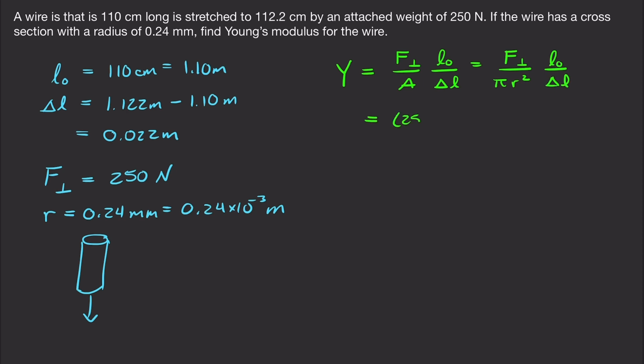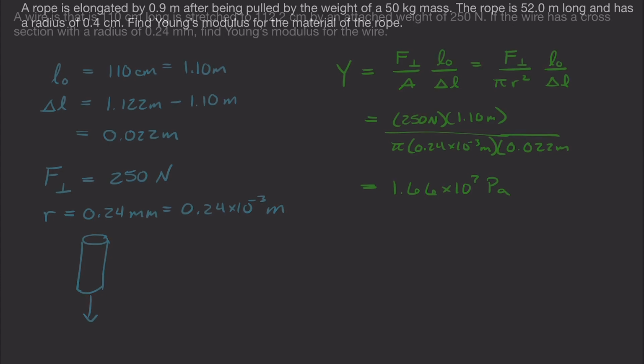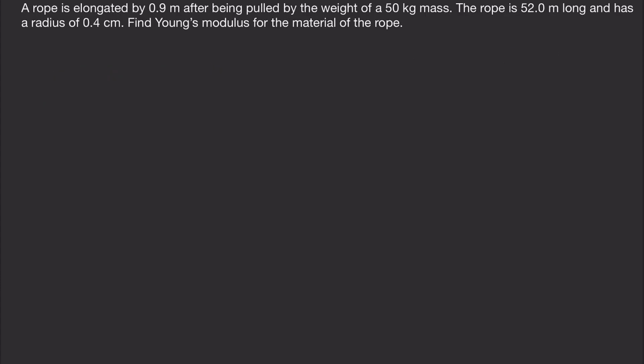And that gives us 250 newtons times 1.1 meters divided by pi times the radius squared, 0.24 times 10 to the minus 3 meters, times the change in length, or 0.022 meters. And that gives us a Young's modulus of 1.66 times 10 to the 7 pascals. The first thing you notice is Young's modulus is a very big number, and in fact for many metals it gets even higher, so you should expect something times 10 to a very high power like 9, 10, 11, something like that.